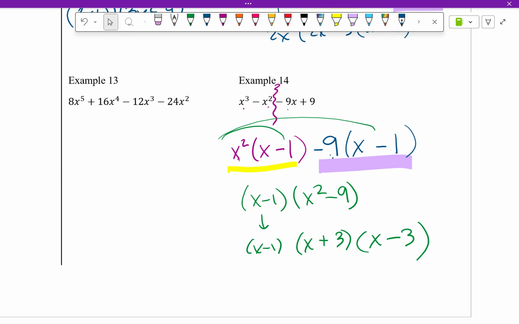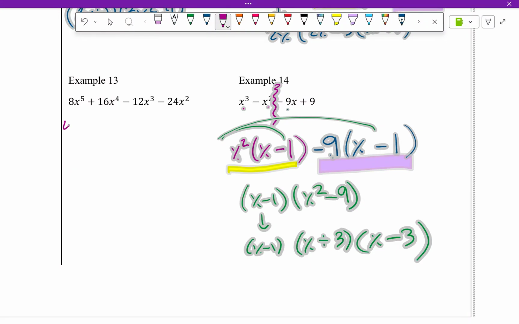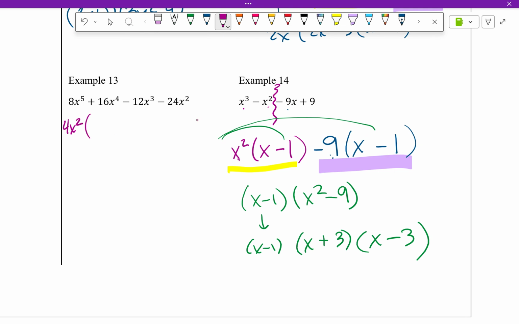Okay. I'm going to go over it with you, so we make sure we get it done. Is there an overall greatest common factor? What'd you guys use? Okay, 4x squared. Good. What times 4x squared is 8x to the 5th? What times 4x squared is 16x to the 4th? What times 4x squared is negative 12x cubed? And what times 4x squared is negative 24x squared?